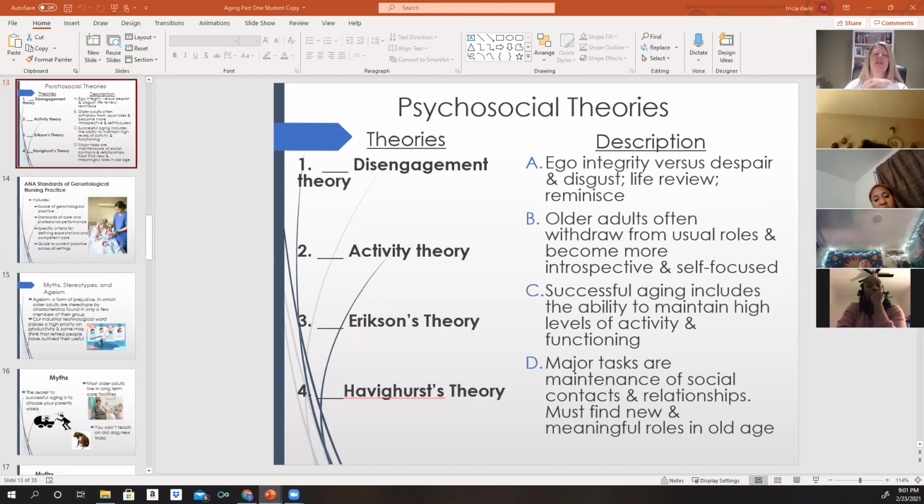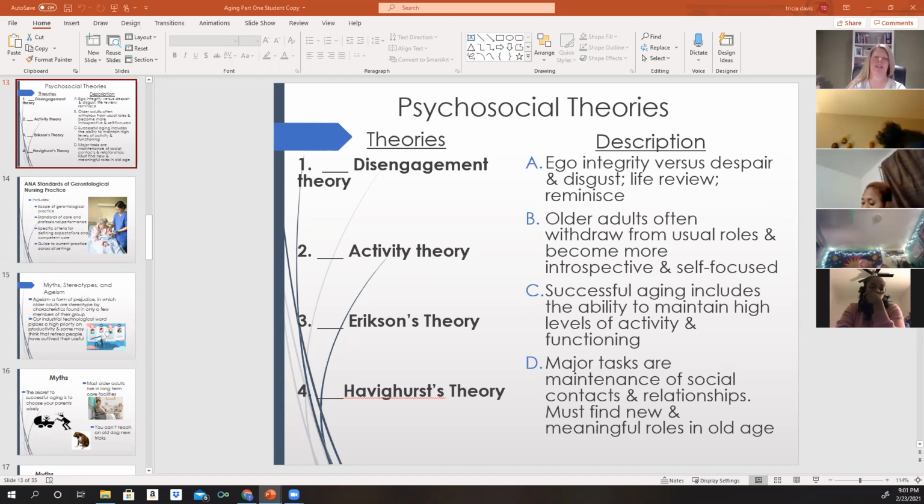So this is our psychosocial theory. So your disengagement theory, this is where older adults often withdraw from usual roles and become more introspective and self-focused. That's what we call the disengagement theory. The activity theory is successful aging includes the ability to maintain high levels of activity and function. They believe that this is the key to aging gracefully.